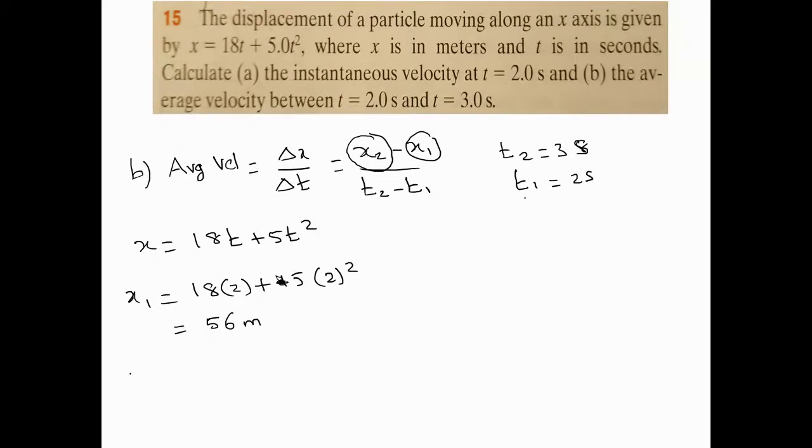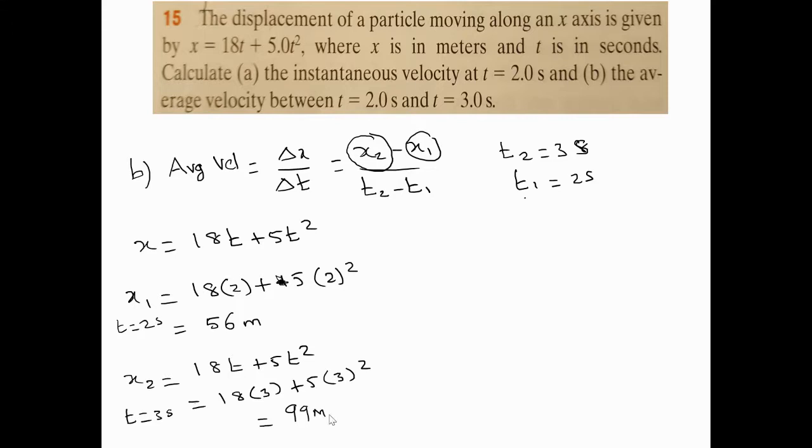Yes, that's right. Okay. What is our x2? Same method. Our equation is 18t plus 5t square. Now what is our t value? 3 seconds. Am I right? So if you substitute t is equal to 3, this becomes 18 multiplied by 3 plus 5 multiplied by 3 square. Am I right? 99. 99 meters. Clear?